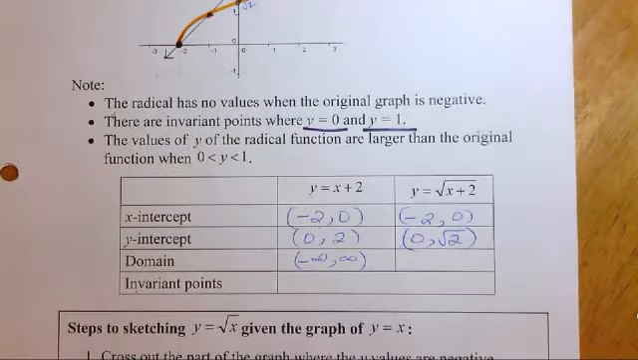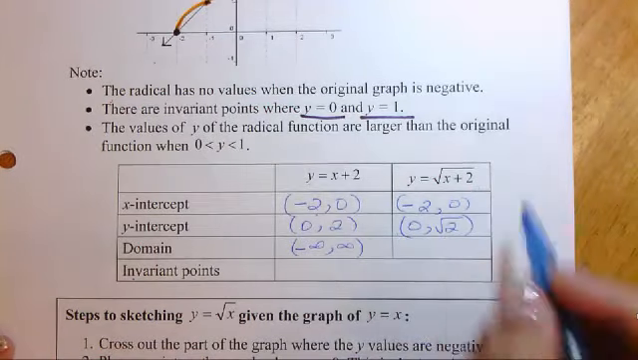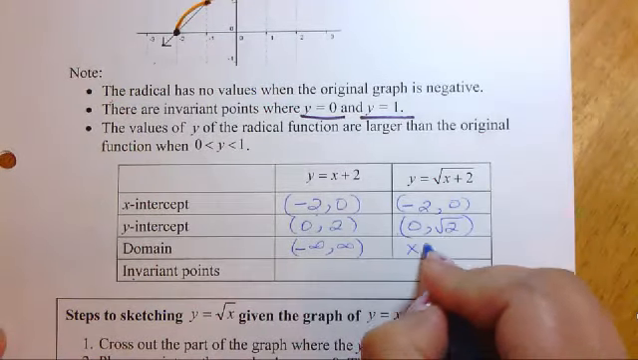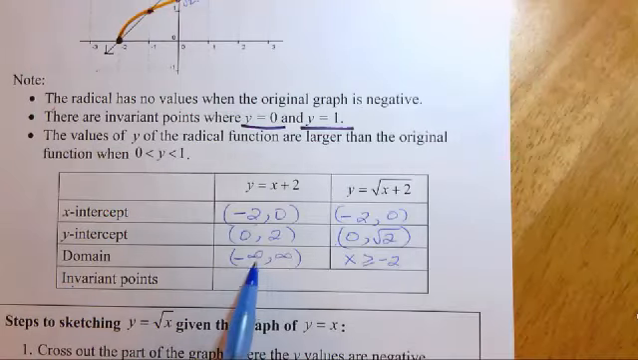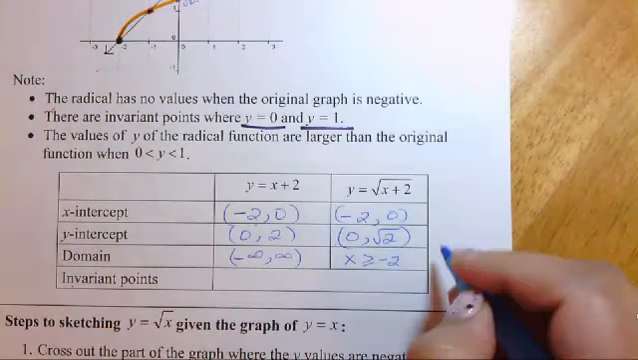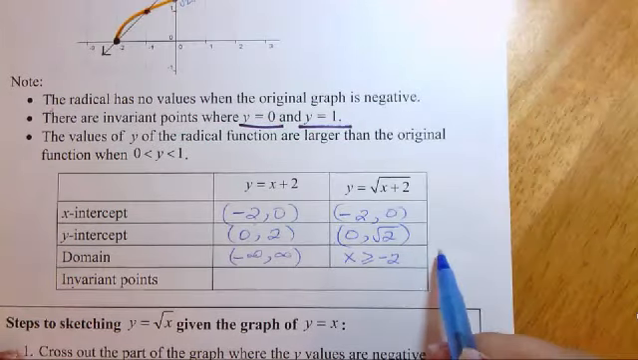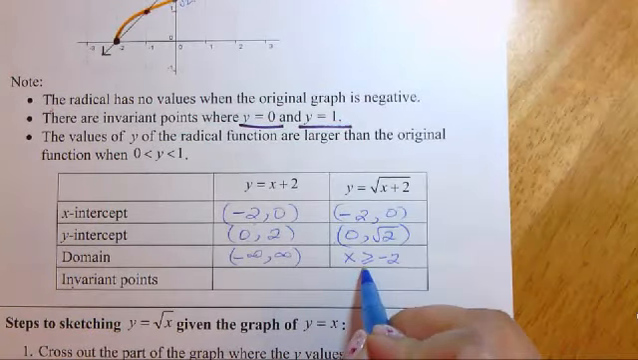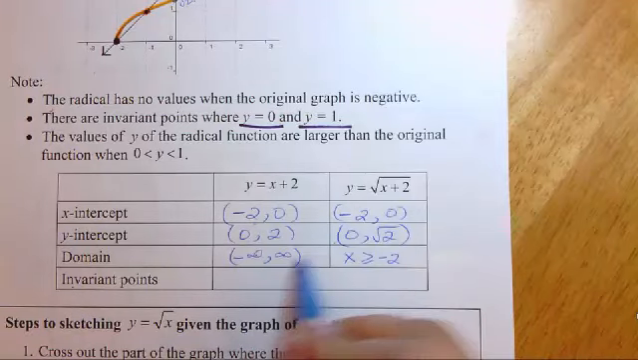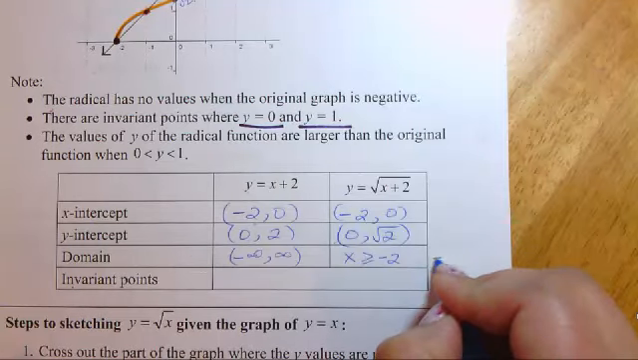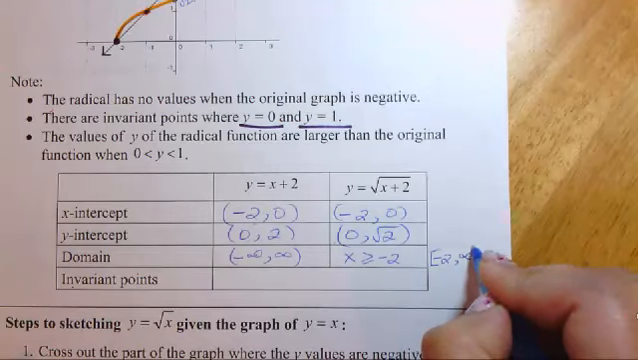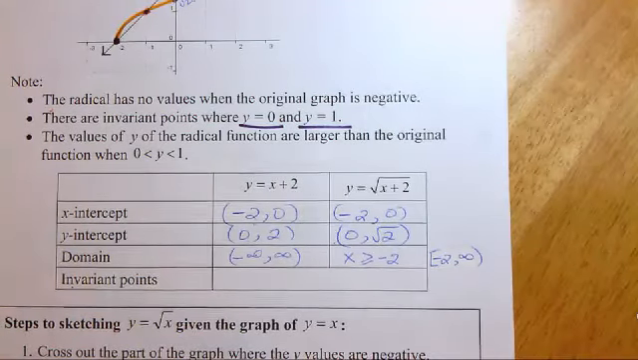The domain of our square root function is going to be x is greater than or equal to -2. If I wanted to write it in interval notation so it matches this notation, I would write -2 is the smallest number, and it includes -2, and it goes to +infinity.